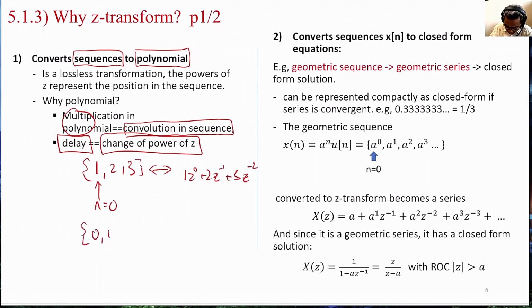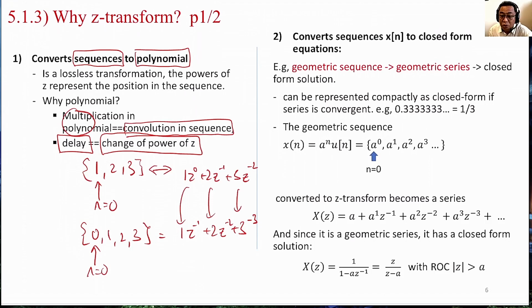Compare this to 0, 1, 2, 3, where this is n equals 0. Then this is actually 1Z^-1 plus 2Z^-2 plus 3Z^-3. So if you compare the powers of Z, then we are just changing the power by, actually it is Z^-1 times the original 1Z^0 plus 2Z^-1 plus 3Z^-2.